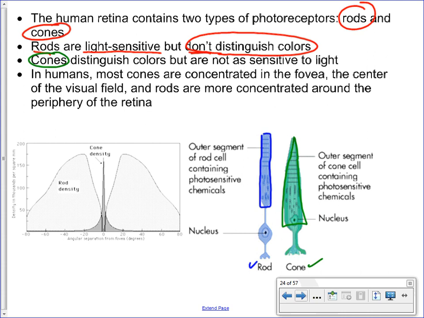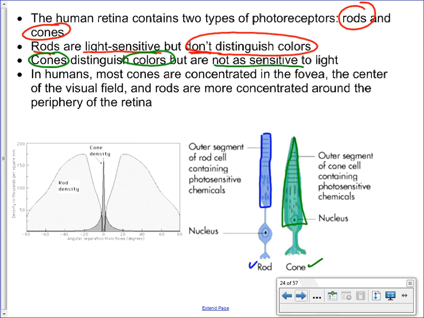So the cones are not as sensitive as the rods. They do need brighter light in order for them to be activated, so not as sensitive, but they are in fact for colors. Different organisms have a different number of cones. As we will see in our eyes, there are 3 different cones, and there is just the one type of rod.